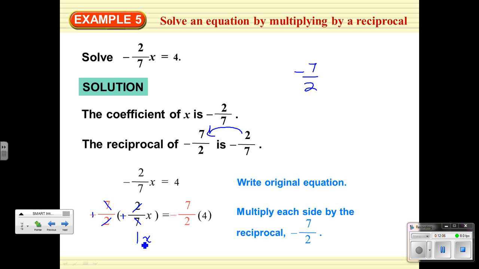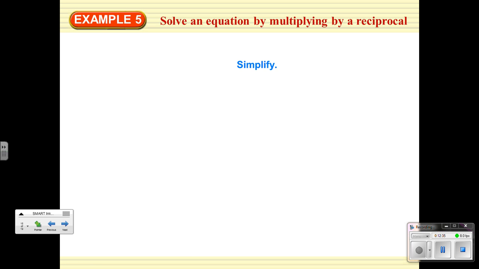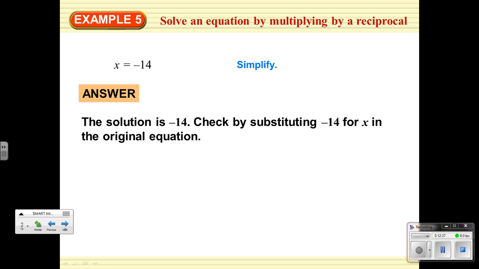Now, do I have to write the 1 in front of the x? No. I'm just showing you why we use the reciprocal. Because we want to find out what 1x is, not what -2/7 x is. We know what -2/7 x is. We need to know what just 1x is. So now I multiply -7/2 by 4, and I get -7 times 4 is -28 over 2, which simplifies to -14. Okay, so there's my simplification, -14.